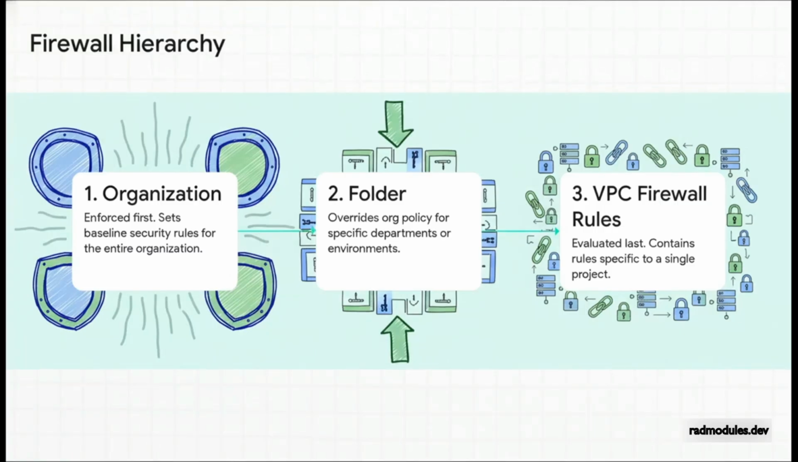The most crucial thing to get here is the firewall hierarchy. Think of it like a waterfall. Security rules flow from the top down. An organization policy sets the big guardrails that nobody in the company can get around. Then, folder policies can get a bit more specific for, say, the marketing department. And finally, VPC firewall rules apply down at the individual project level. It's all about that centralized security control.